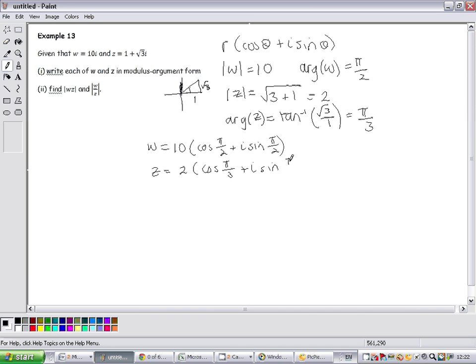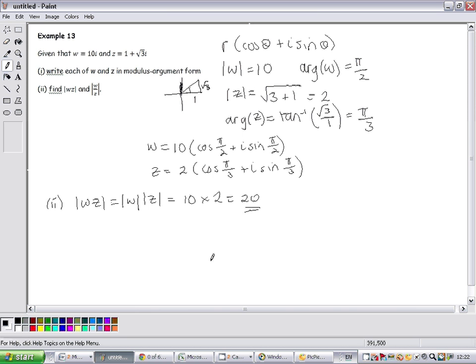So that's part 1 done, and then part 2 asks us to find the modulus of WZ. Now what you could do is multiply W and Z together and then find the modulus, but that's quite lengthy, and if you remember in the little introduction on page 8 to this section, there's a rule that says if you multiply the numbers together and find the modulus, it's the same as finding the modulus of each and then multiplying them together. So modulus of W times modulus of Z, so that saves us a bit of work. The answer is 20.